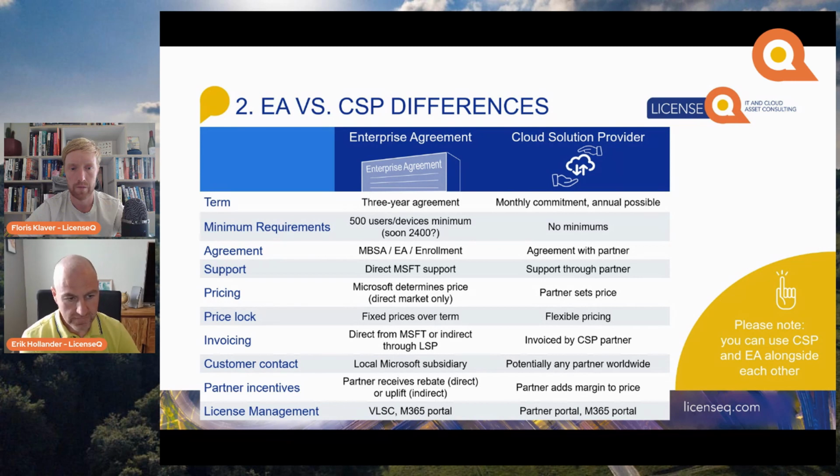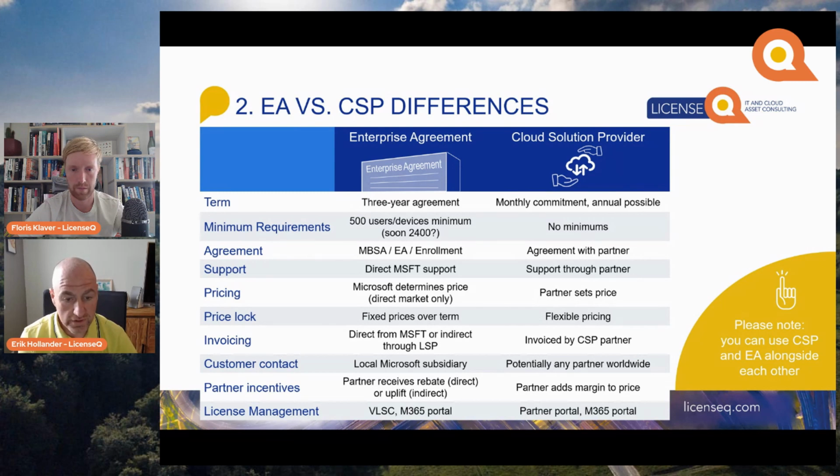Invoicing. 9 out of 10 times an enterprise agreement is invoiced directly by Microsoft. Only if there is an indirect enterprise agreement, the invoicing will be done by the Microsoft LSP. Within CSP, invoicing has always been executed by the partner, so there is no option to let Microsoft invoice you there.